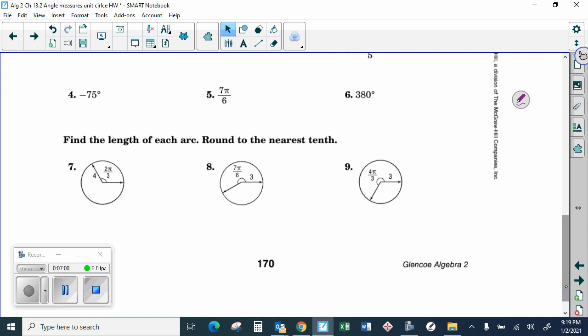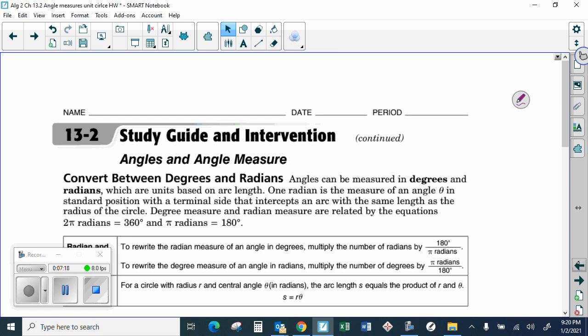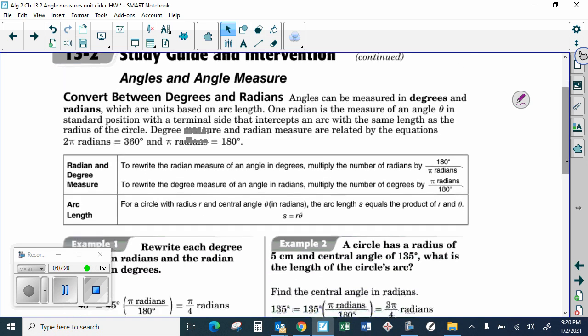And so if it's already in radians, find the length of each arc. If it's already in radians, I should do R times theta. That's it. It's already in radians here. So 3 times 4 pi over 3, which would be 4 pi exactly. All right, that goes ahead and answers those questions.